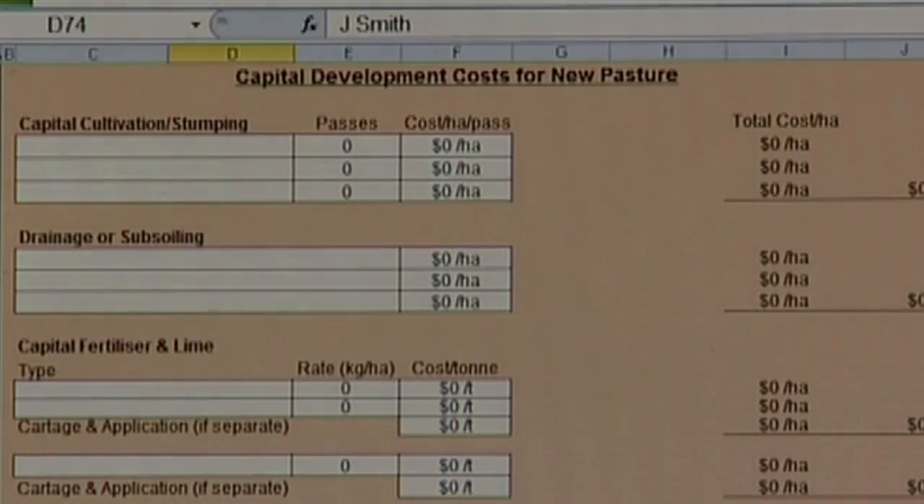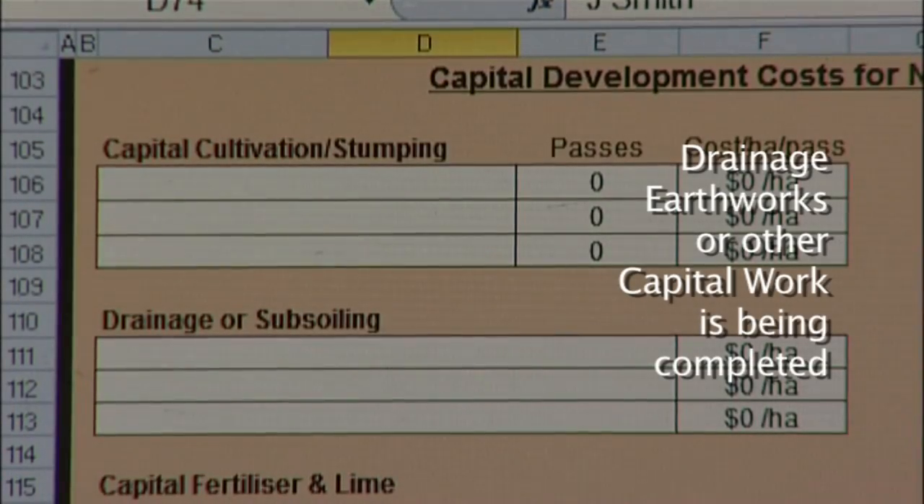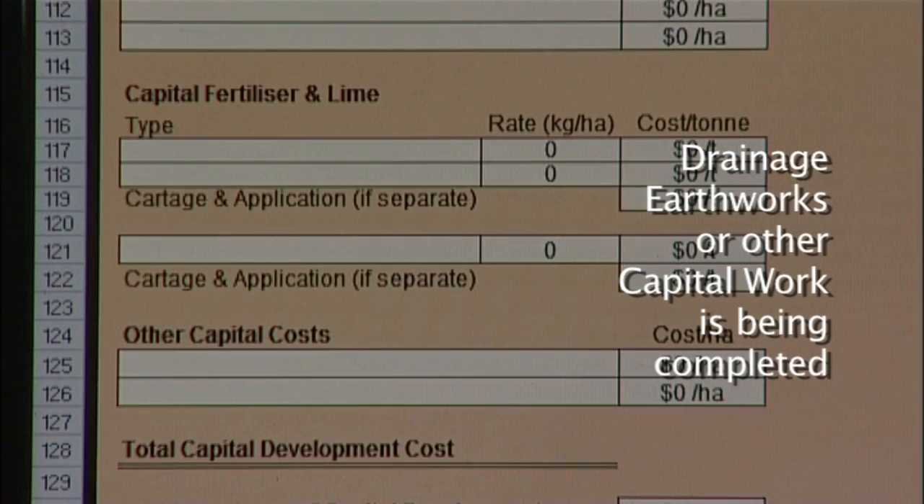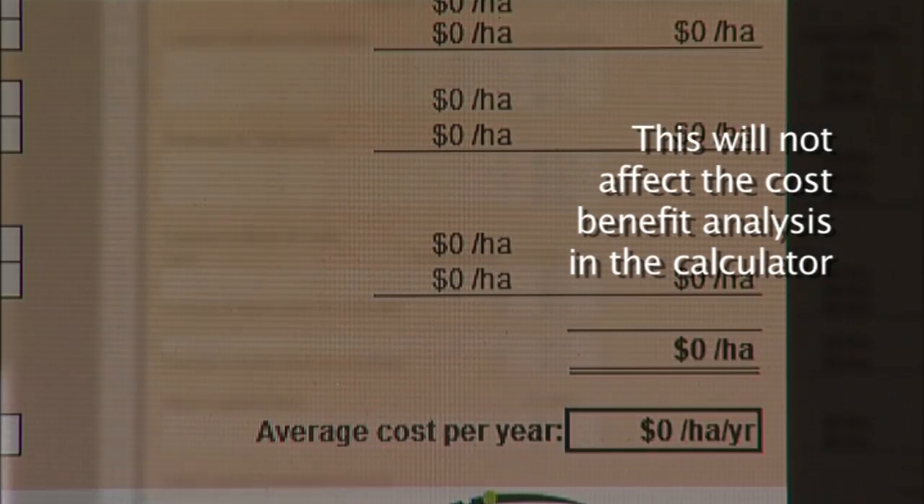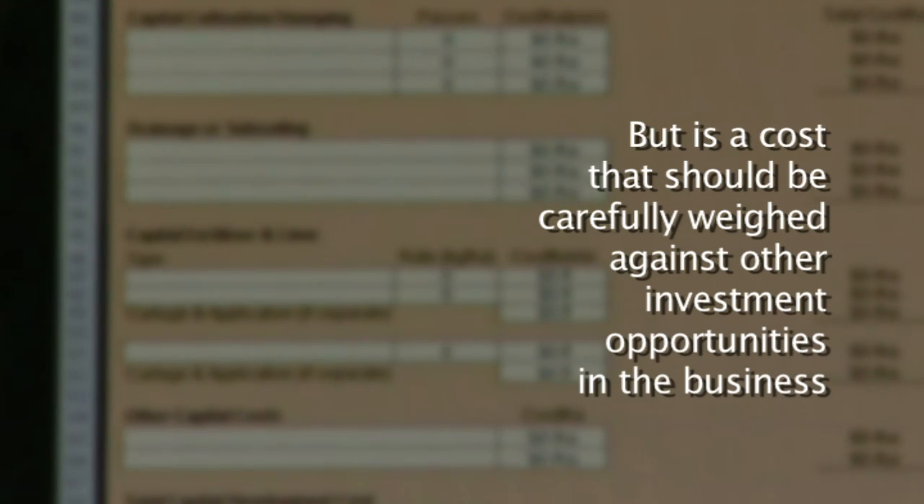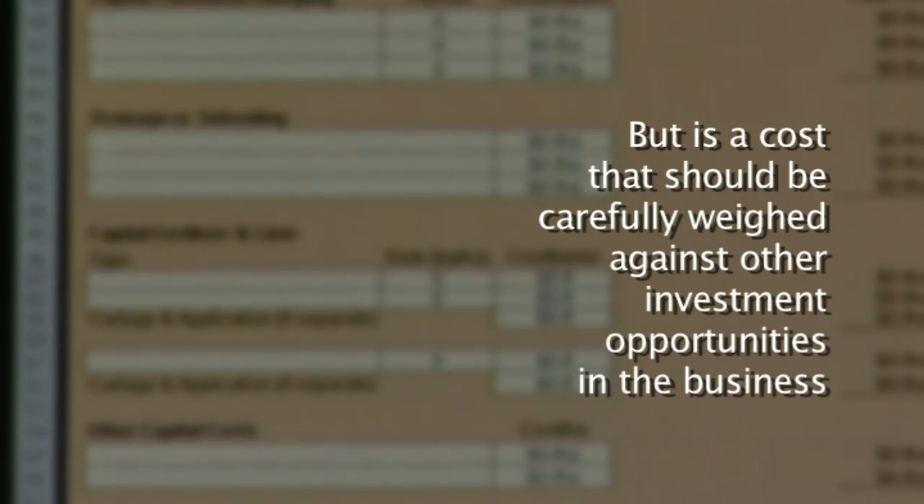The capital development cost section should be completed for situations where drainage, earthworks or other capital work is being completed. This will not affect the cost-benefit analysis in this calculator, but it is a cost that should be carefully weighed against other investment opportunities in the business.